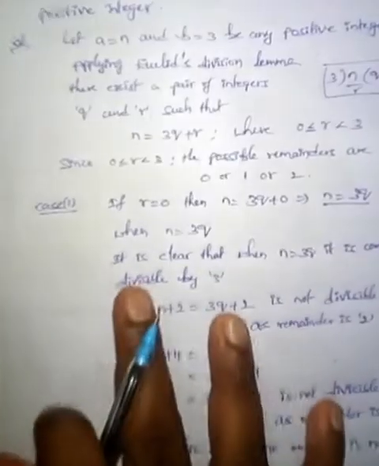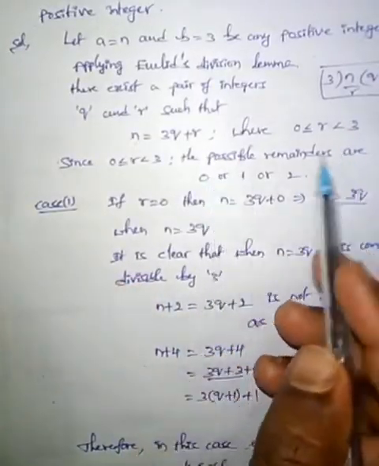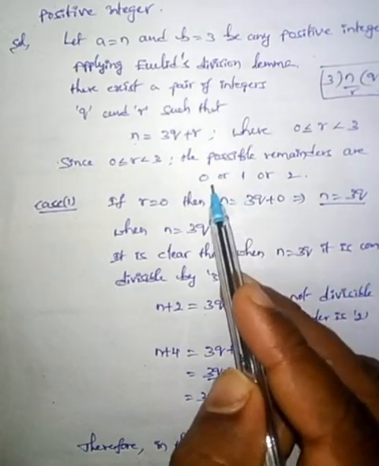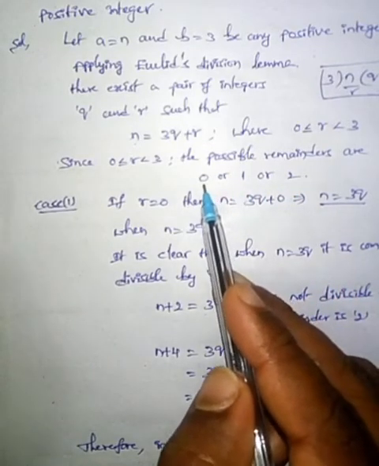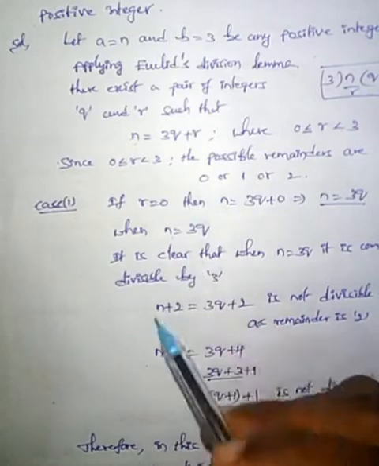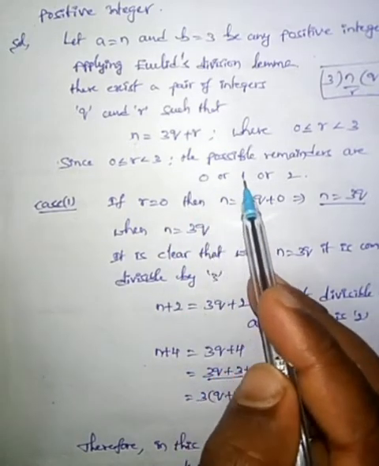Now coming to the case 2. What is the case 2? So possible remainders are 0, 1 or 2. So we proved case 1 by taking remainder as 0. Now coming to the remainder value as 2.